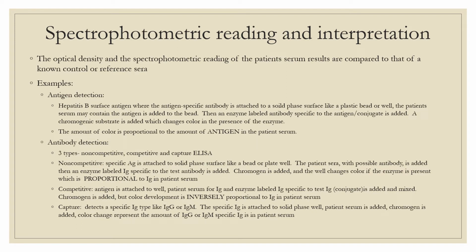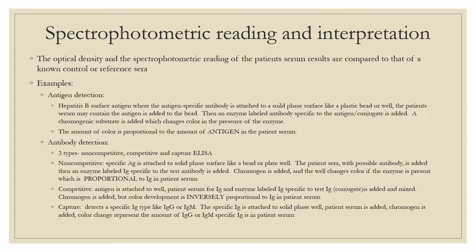One example of antigen detection is looking for the hepatitis B surface antigen, where the antigen-specific antibody is attached to a solid phase surface like a plastic bead or well. The patient's serum, which may contain the antigen, is added to the bead, then an enzyme-labeled antibody specific to that antigen conjugate is added. A chromogenic substance is added which changes color in the presence of that enzyme. The amount of color is proportional to the amount of antigen in the patient's serum. So the darker the color is, the more antigen that is present in the patient's serum. And you can see that in the hepatitis B surface antigen test.